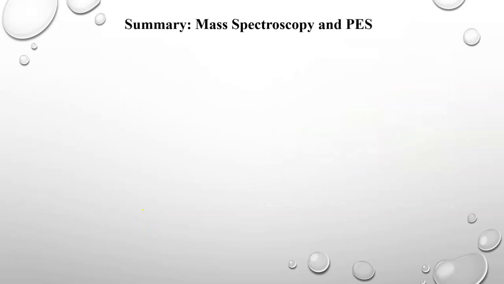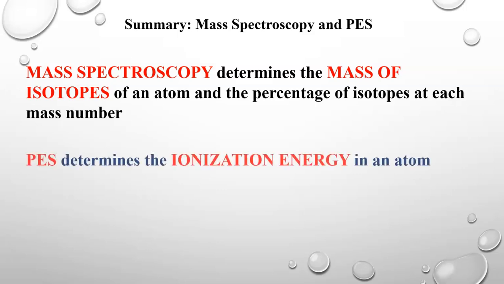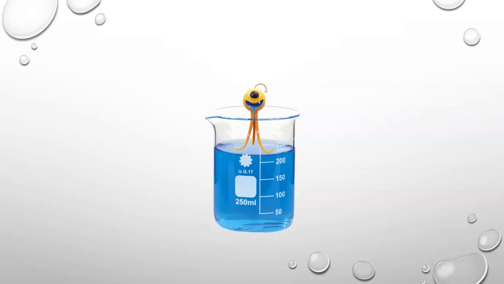So summary of mass spectroscopy and PES. Mass spectroscopy determines the mass of isotopes of an atom and the percentage of each isotope at each mass number. PES determines the ionization energy of an atom, so that's the difference between the two. All right, and that takes care of this lesson on mass spectroscopy.